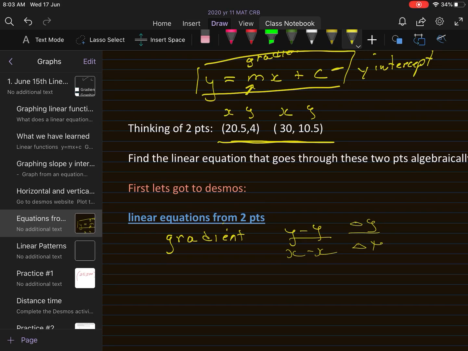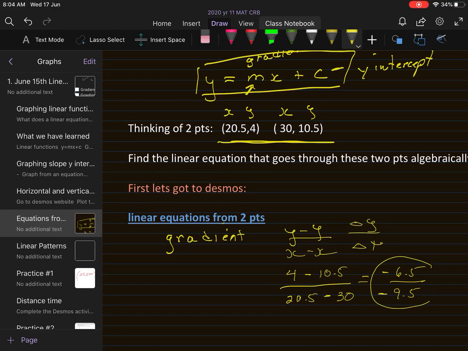So the y for the first point is 4, minus the y for the second point, which is 10.5. And then x minus x, which is 20.5 minus 30. And we just do that math. So 4 minus 10.5 is negative 6.5. And then the next one, 20.5 minus 30, is negative 9.5.